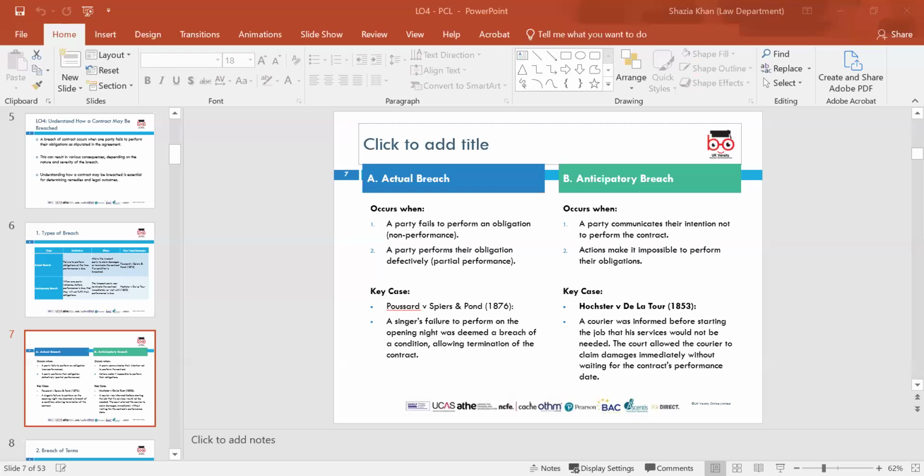Then you've got anticipatory breach, and this occurs, as we mentioned earlier, when one party to the contract indicates they will not fulfil their obligations before the agreed deadline. This was quite well known in the case of Hochster v De La Tour, 1853.